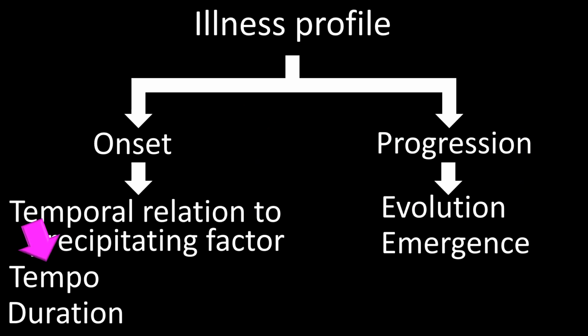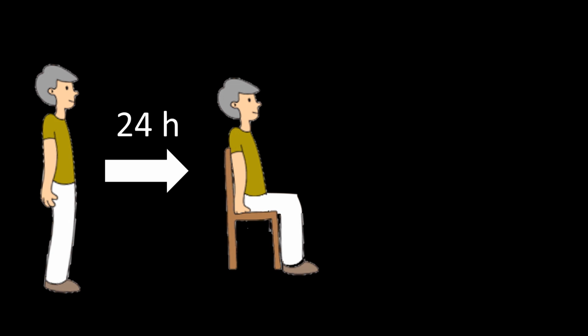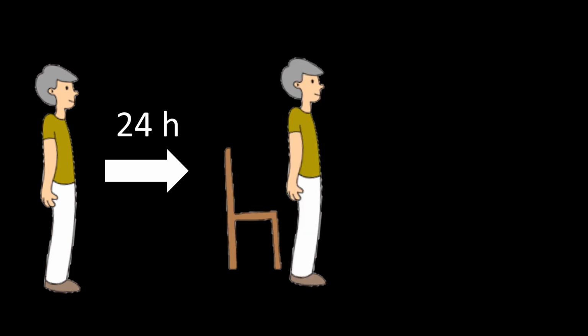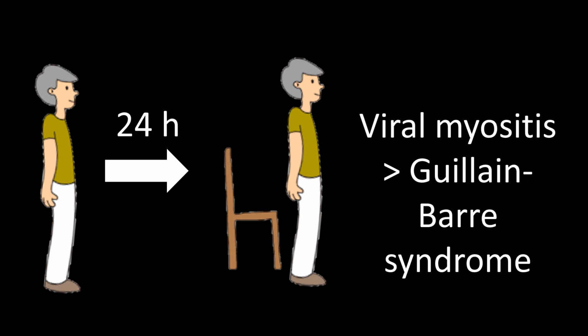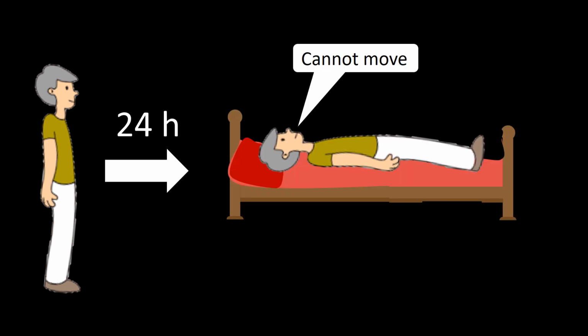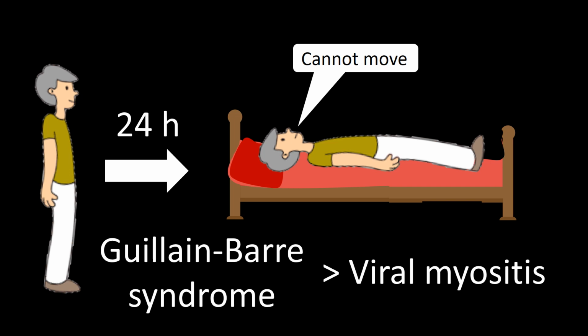Tempo refers to a speed of evolution of the finding during the period of time defined as onset of the illness. A patient with a history of progressive generalized weakness for 24 hours that is able to get up from sitting position despite the weakness is more likely to have a viral myositis than Guillain-Barré syndrome, whereas a patient with a history of generalized weakness that after 24 hours cannot get up from bed because of weakness is more likely to have Guillain-Barré syndrome than a viral myositis.